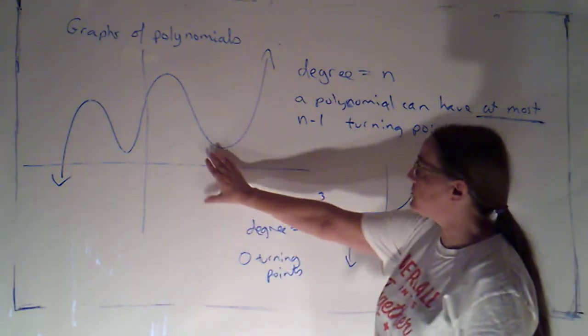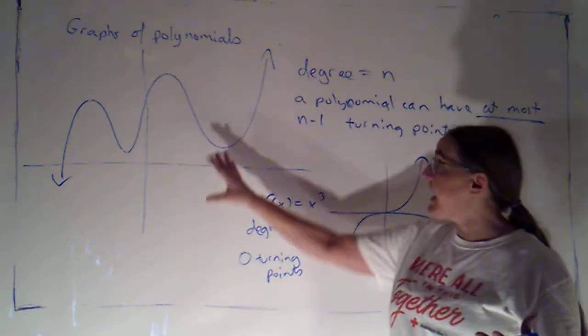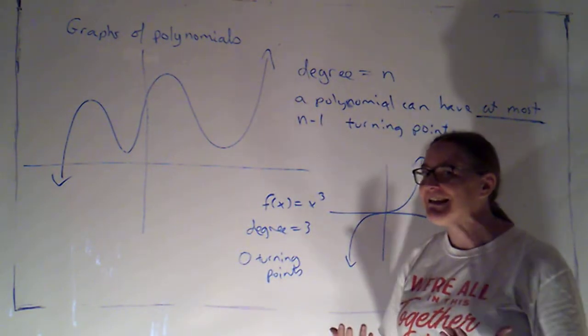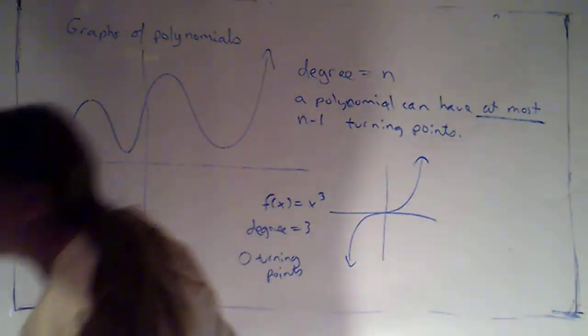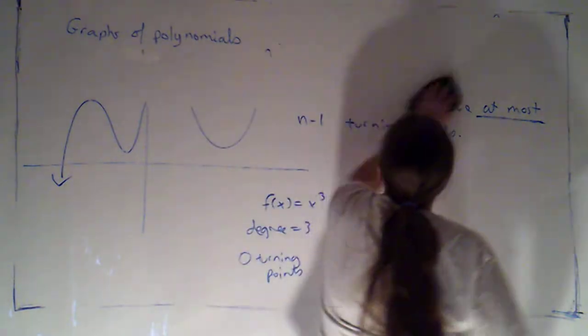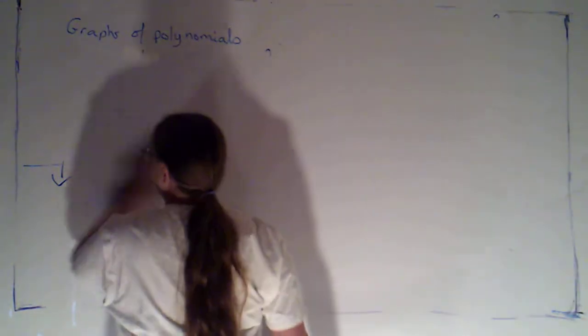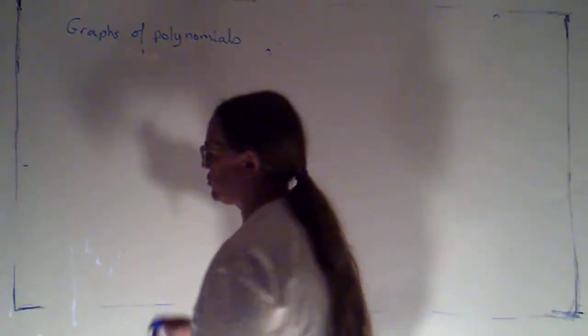So looking at this graph that had 1, 2, 3, 4 turning points, I know that if that's the graph of a polynomial, it would have to be at least degree 5 in order to get that complicated of a graph. Now, I don't have a full explanation of that rule, but I can suggest why it's true.